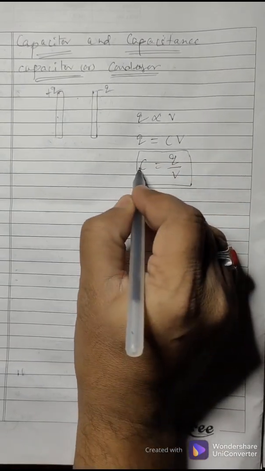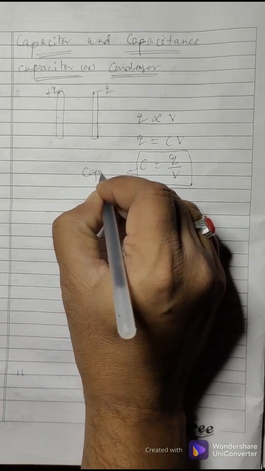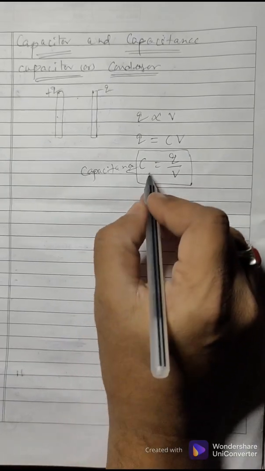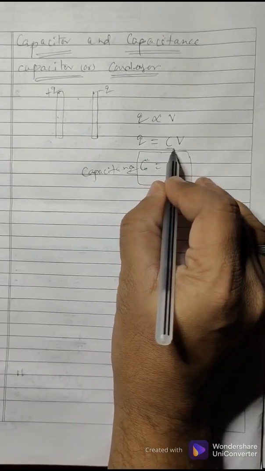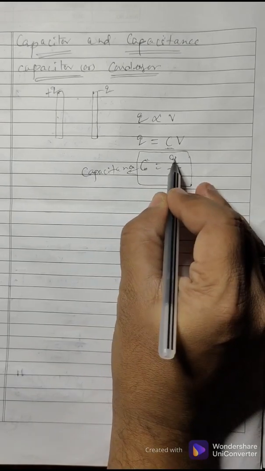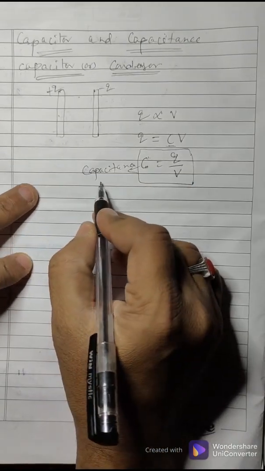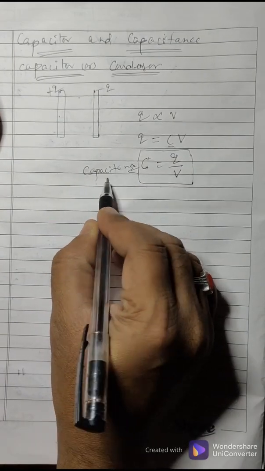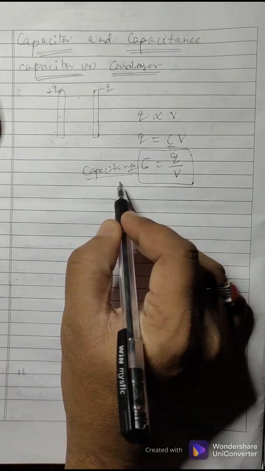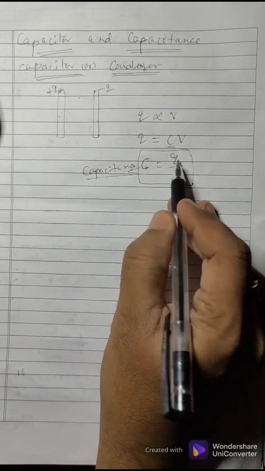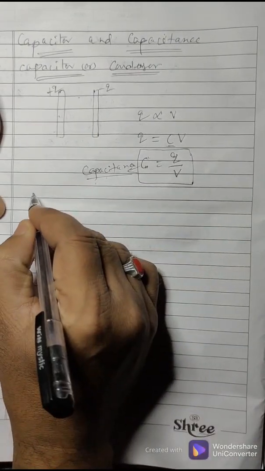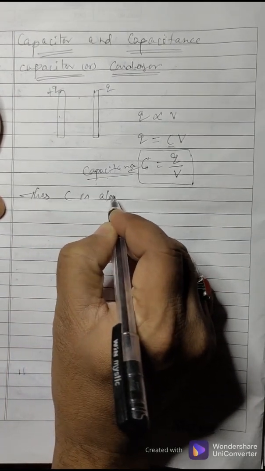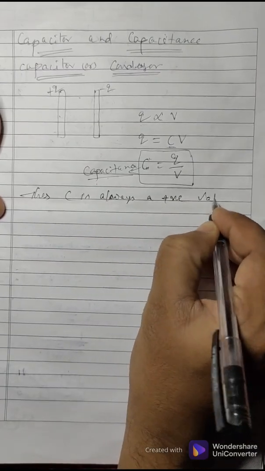So here this C is called capacitance. Capacitance is nothing but a proportionality constant. It gives the ratio of charge to its potential. Capacitance is the ability of a capacitor to store charge on it. It is also defined as the ratio of charge to voltage. This C is always a positive value only.